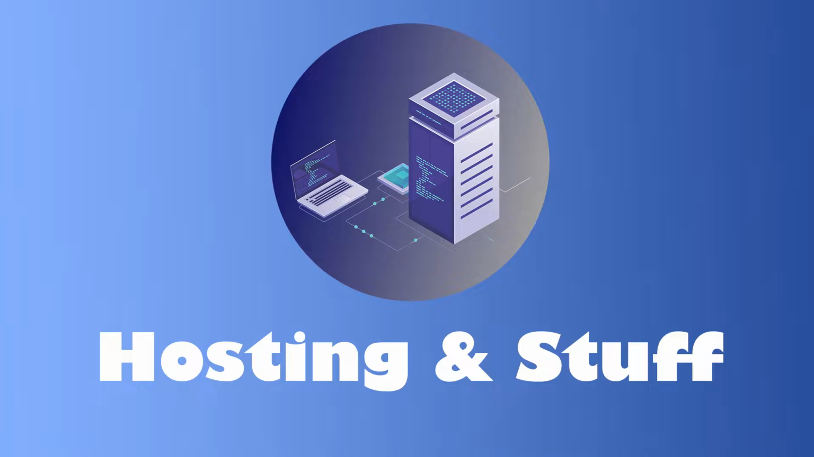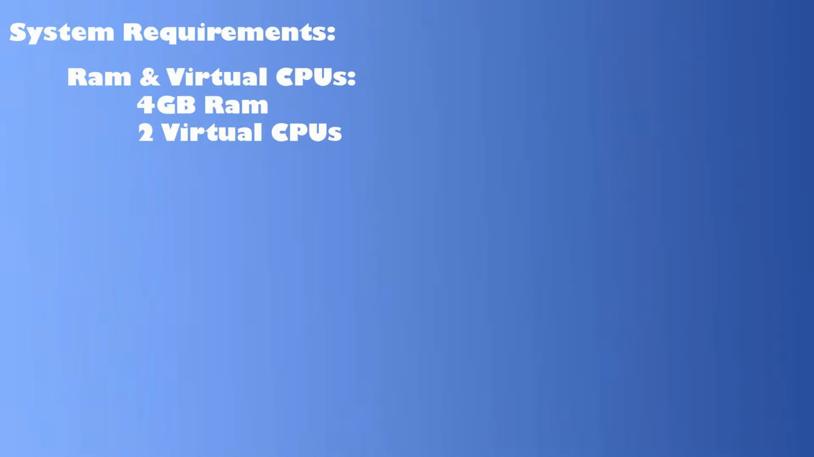In this segment, we're going to explore the system requirements for setting up VirtualMin on AlmaLinux 8. It's important to ensure your environment meets these criteria to get the most out of your web hosting experience. RAM and virtual CPUs. While it's possible to set up VirtualMin with 2 GB of RAM, it's recommended to have a minimum of 4 GB for smoother performance and stability. Allocate at least 2 virtual CPUs to handle server tasks efficiently.